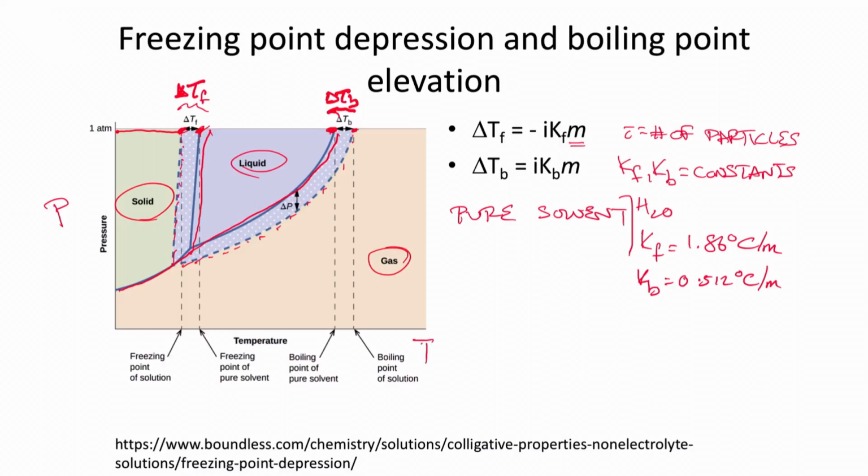The point is that as I increase the concentration or the molality of the solution, that also increases the change in the freezing point and the change in the boiling point. Notice that the freezing point went down, it got lower, and the boiling point went up, it got higher. That's why it's called freezing point depression and boiling point elevation.